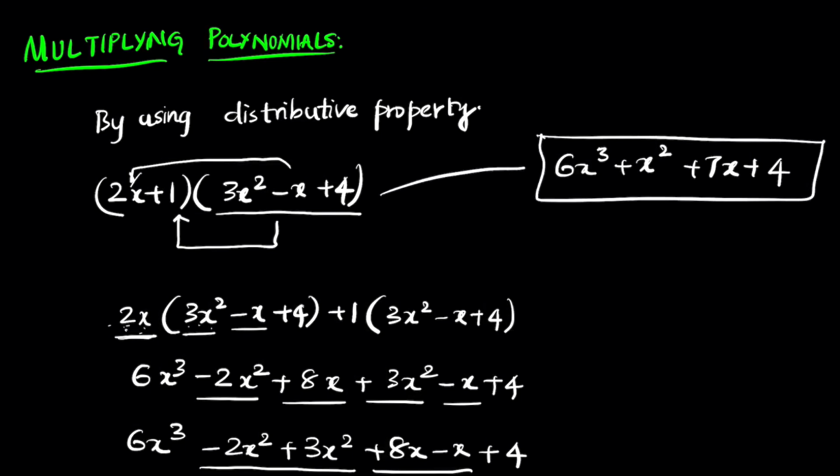So this is the final answer for multiplying the two values. Another way of doing this is to write it down as a table. Let me show you that way. What you can do is split it into a table.